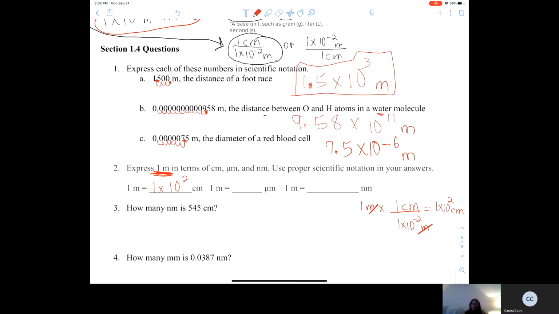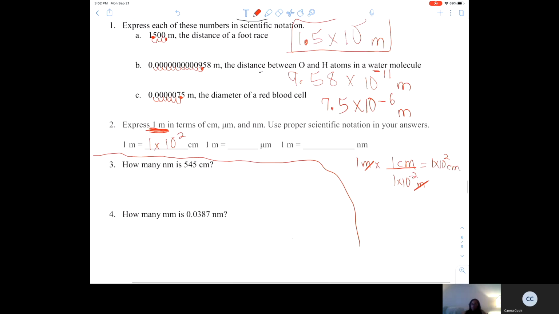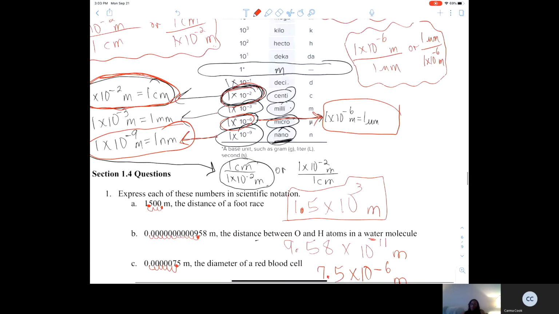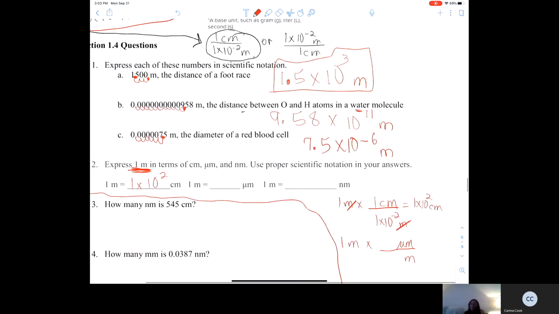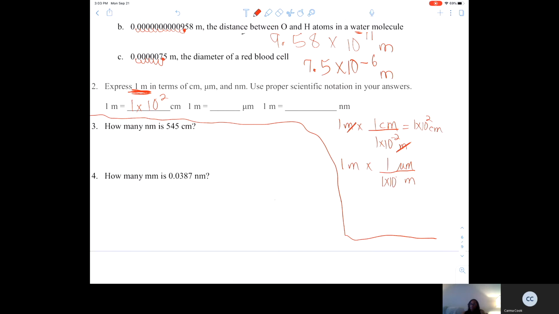For the meter to micrometer conversion, again, we want to get rid of meters. So meters go in the denominator. We want micrometers. So that goes in the numerator. We look at our equality, our conversion factor for meter to micrometer conversions. And there is 1 micrometer for every 1 times 10 to the negative 6 meter. The meters cancel. We multiply 1 times 1, that's 1, and divide 1 by 1 times 10 to the negative 6. We get 1 times 10 to the positive 6 micrometers.